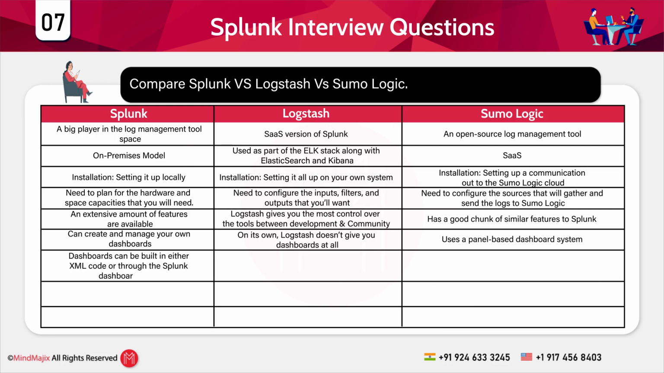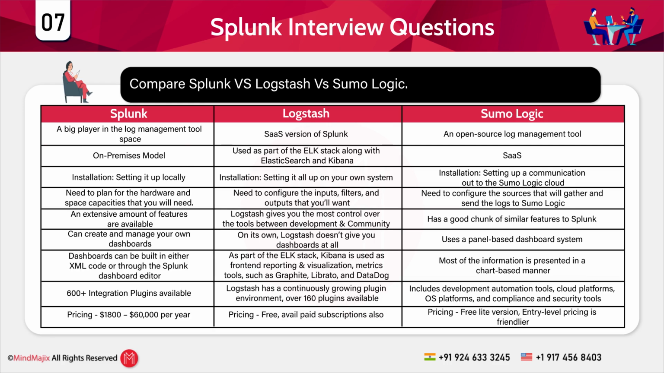Okay, so guys, based on the previous questions, we have seen a couple of different questions, like compare Splunk with Hadoop, and one more question we saw. Over here, similarly, we are comparing Splunk with Logstash and Sumo Logic. Splunk is basically a very big player in the log management tool space, whereas Logstash is an open source log management tool, and Sumo Logic is a software as a service version of Splunk. Now Splunk is basically an on-premise model, whereas Logstash is a software as a service based model, and Sumo Logic is used as a part of the ELK stack along with Elasticsearch and Kibana.